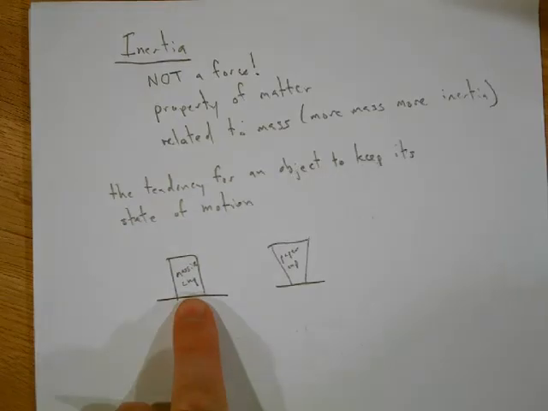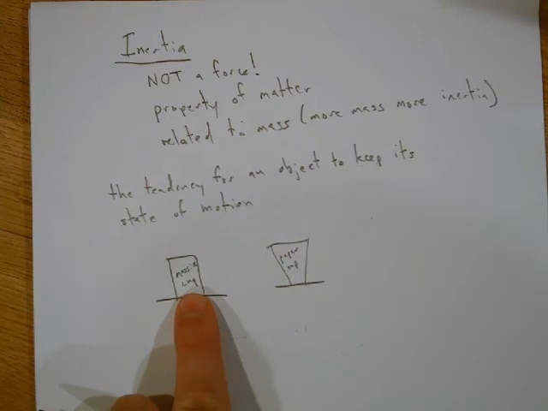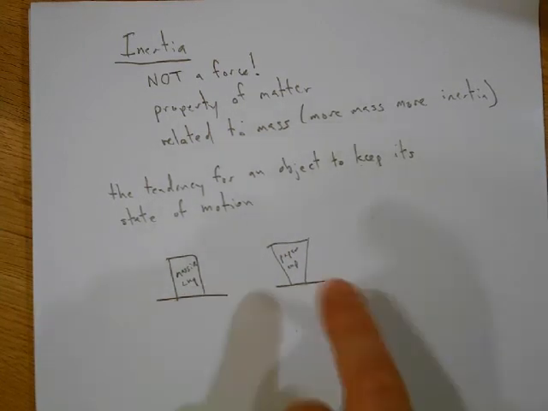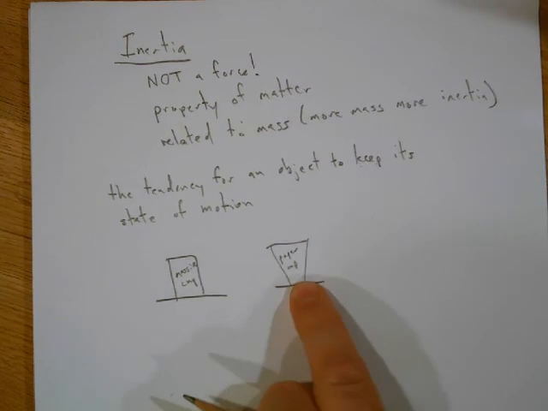This cup has more mass, therefore it has more inertia, therefore it has a greater tendency to keep its state of motion. Well, what was it doing? It was at rest, therefore it has a bigger tendency to stay at rest. This cup has less inertia, therefore it has less of a tendency to keep its state of motion. It was at rest, but it's going to be easier to change its state of motion, hence it's going to be harder to do the demo and keep it at rest, okay?